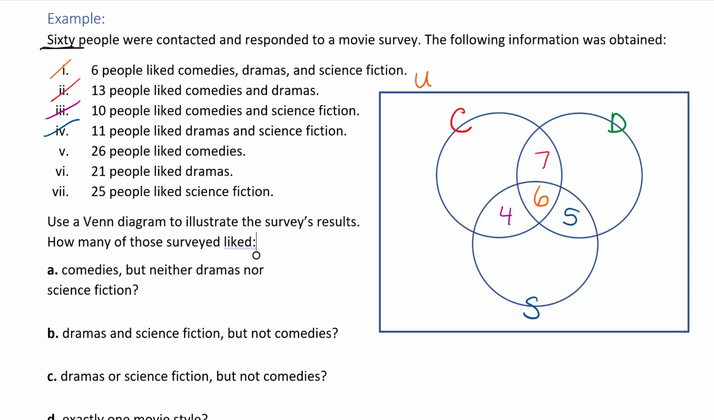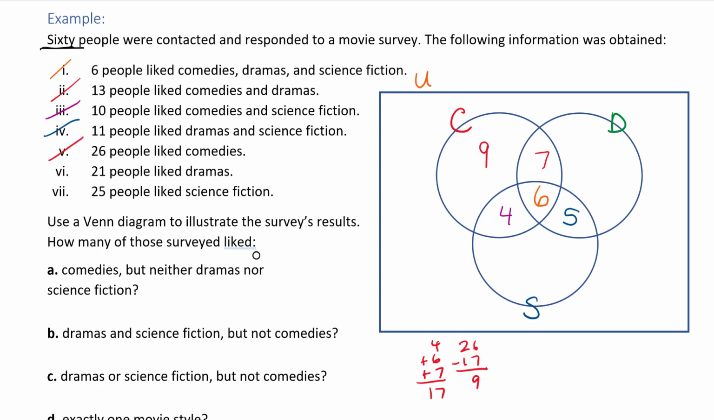Next, it says 26 people like comedies. Well, inside the C circle, we're talking about the whole C circle. Okay? So if I need all of these parts to add up to 26, let's see what they add up to now. 4 plus 6, that's 10, plus 7 is 17 total. So I'm going to take 26 minus 17, and that's going to get me 9. So 9 people belong in only comedies but not drama and science fiction. Okay, so that takes care of that one.